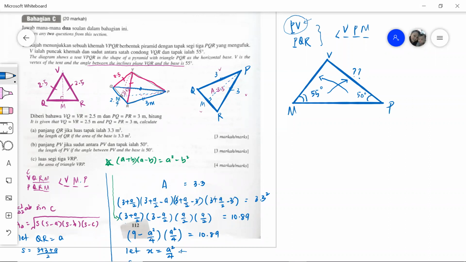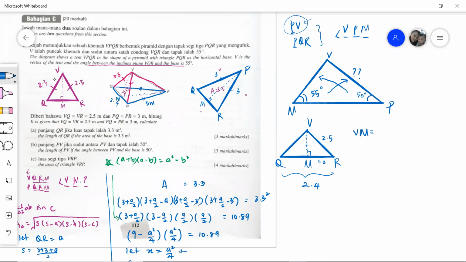So in this case, I need to find VM. How do I find VM? You look at this triangle here, VM. Let me just take that triangle out. Okay, the M is right in the middle here. QR we just found is 2.4. And the axis of symmetry will divide the QR into two equal parts. So over here we have 1.2. And VR is given 2.5. So with that, we can find VM.